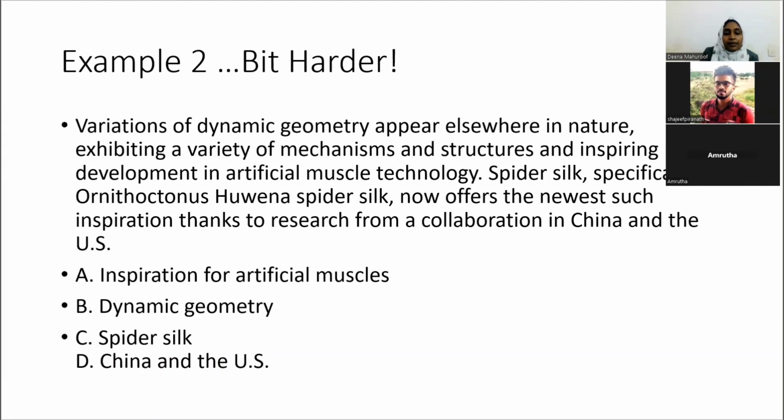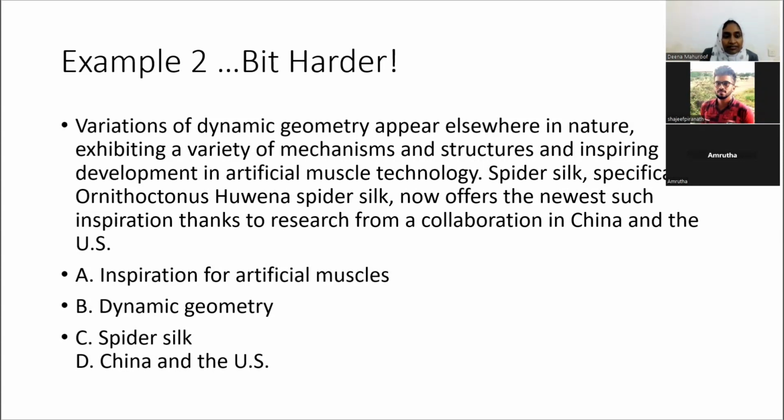So when you go to example 2, this is a bit tricky. First of all, I need you to focus on the questions. In the questions they have given A, B, C, D. So there are 4 multiple choice options and you have to select one out of the 4. A, it's about inspiration for artificial muscles. B, dynamic geometry. C, spider silk. D, China and the US.